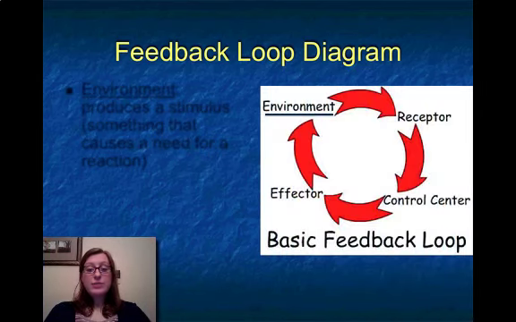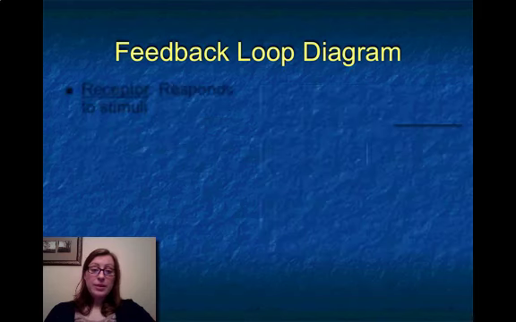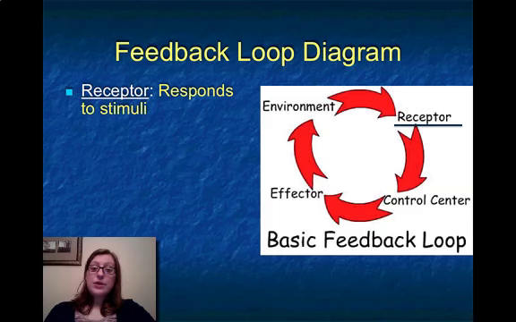Okay, so here's an example of a feedback loop. We have four main pieces. First is the environment. It's going to produce a stimulus, and a stimulus is just something that causes the need for a reaction. For example, if you get stung by a bee, the stimulus is that bee sting, and yes, you are going to react to it. Okay, so the environment produces some sort of stimulus, in other words, a change. Okay. The receptor is within your body, within different parts of your cells, and that is what's going to respond to the stimulus. In other words, it receives the signal.